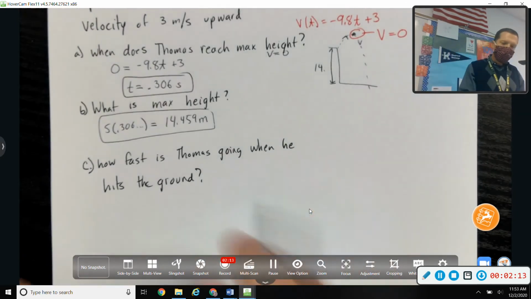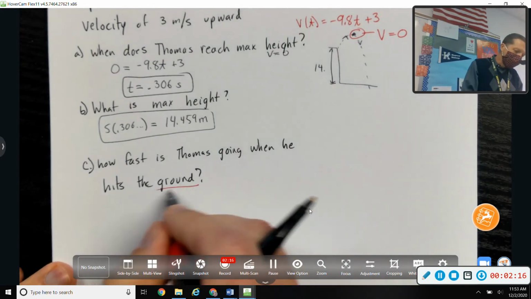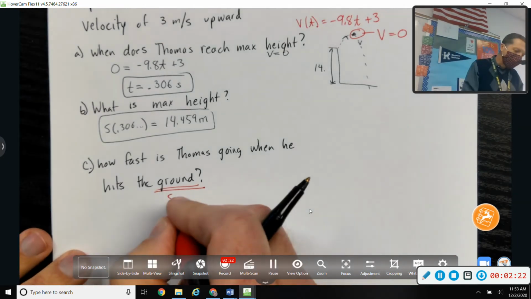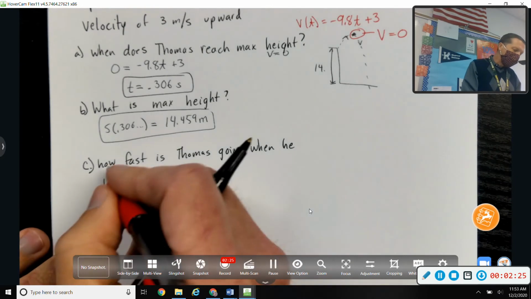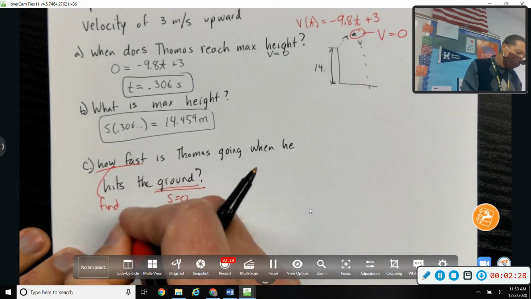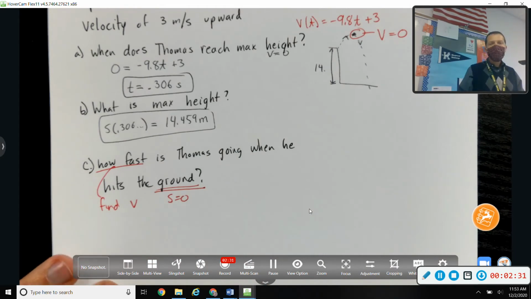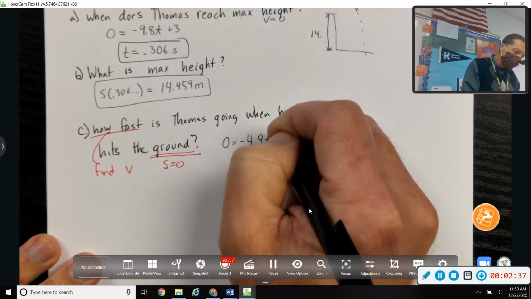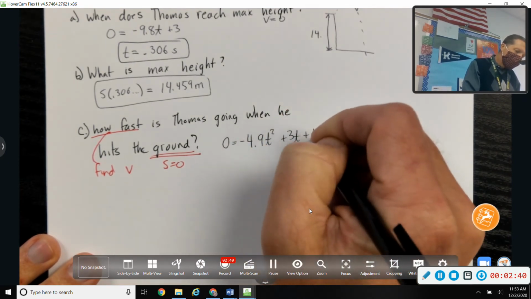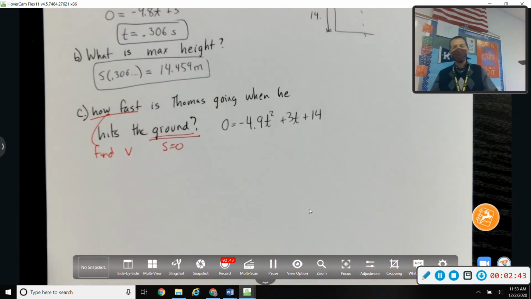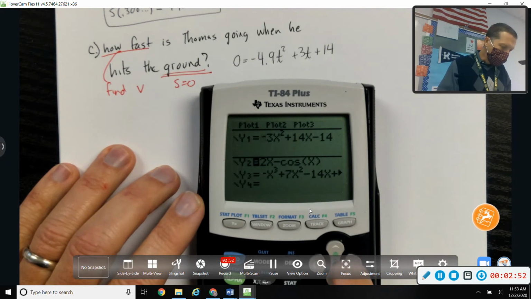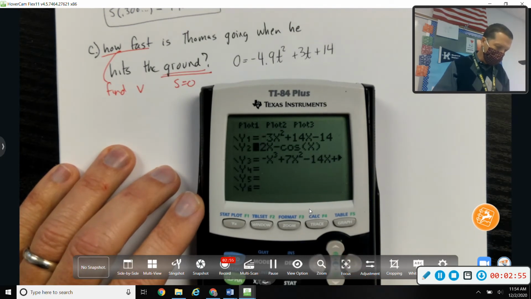How fast is he going when he hits the ground? So what's going on when we hit the ground? What's the helpful piece of information? S is 0. So we want to find V when S equals 0. So we go grab the S equation and set it equal to 0. Hope that it factors, but with the 4.9 sitting there, not likely. So we're stuck with either the quadratic formula, or we could put it in a calculator and let the calculator do the work.